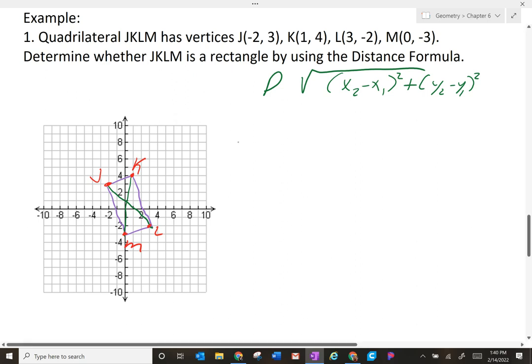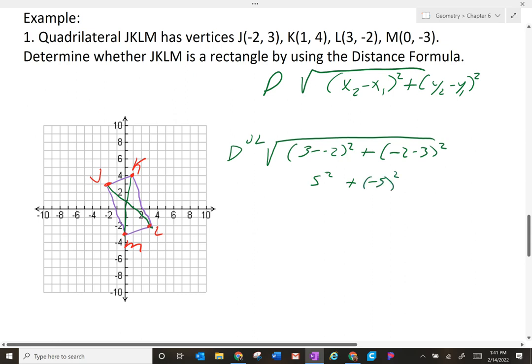So the first thing I'm going to do, I'm going to have my distance of JL. So the distance of JL, that tells me I'm going to have 3 minus negative 2 squared plus negative 2 minus 3 squared. That's minus a negative, so that gives me 5 squared plus negative 5 squared. All of that still within the radical. So I get 25 plus 25.